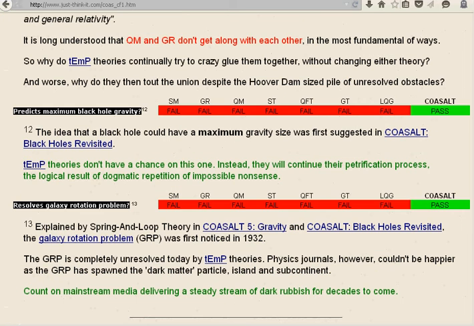Number 13. Does the theory resolve the galaxy rotation problem? Previously explained by spring and loop theory in COASALT 5 Gravity and COASALT Black Holes Revisited, the galaxy rotation problem was first noticed in 1932. The galaxy rotation problem is completely unresolved today by the existing mainstream physics theories. Physics journals, however, couldn't be happier as the galaxy rotation problem has spawned the dark matter particle, island, and subcontinent. Count on mainstream media delivering a steady stream of dark rubbish for decades to come.